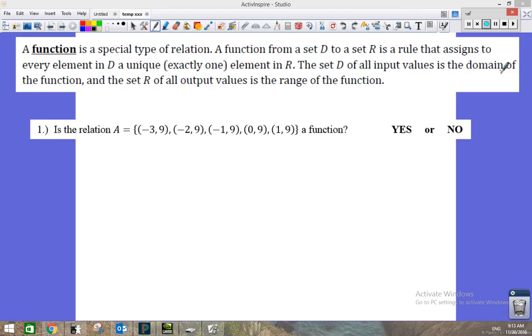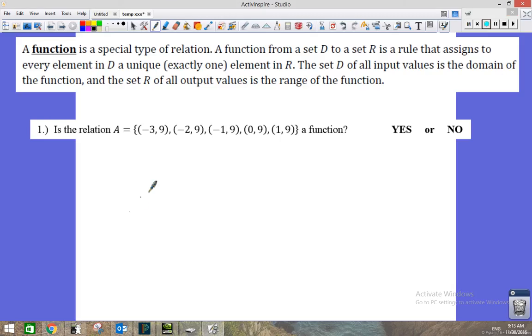Let's take a look at these problems that will be good preparation for an upcoming quiz. One of the most important things that we study, well, the most important thing that we study in this class is functions. So I cut and pasted the definition of a function from your Skill 3 packet. A function is a special type of relation. Remember, a relation is a set of ordered pairs.